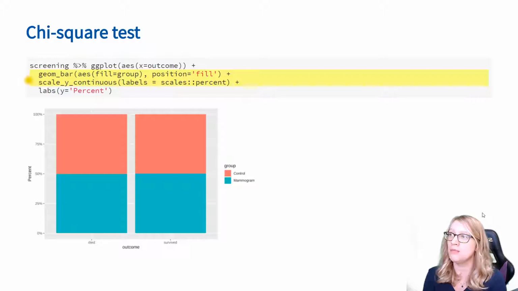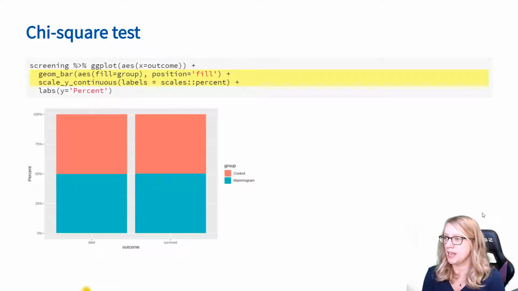So here I'm changing the scale on my y variable. My y variable is also continuous, so that's what this continuous part of the function is indicating. And I'm changing it to be scaled based on the percent. So now this y-axis represents the percent in each group within a particular subcategory.